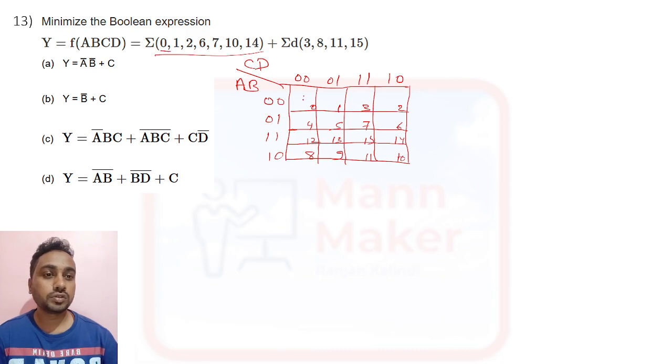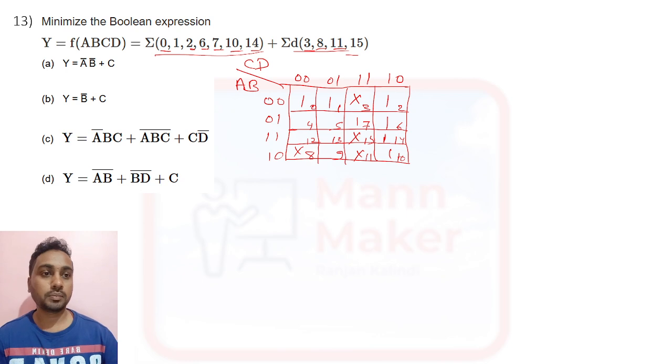So 0 is here, 1 is here, then 2 is here, okay, then 6 is here, then 7 is here, then 10 is here, then 14 is here. So like this we have to fill. Okay. Now D is what? This is don't care. So we can put 3 as a don't care, 8 is a don't care, then 11 is a don't care, then 15 is a don't care.